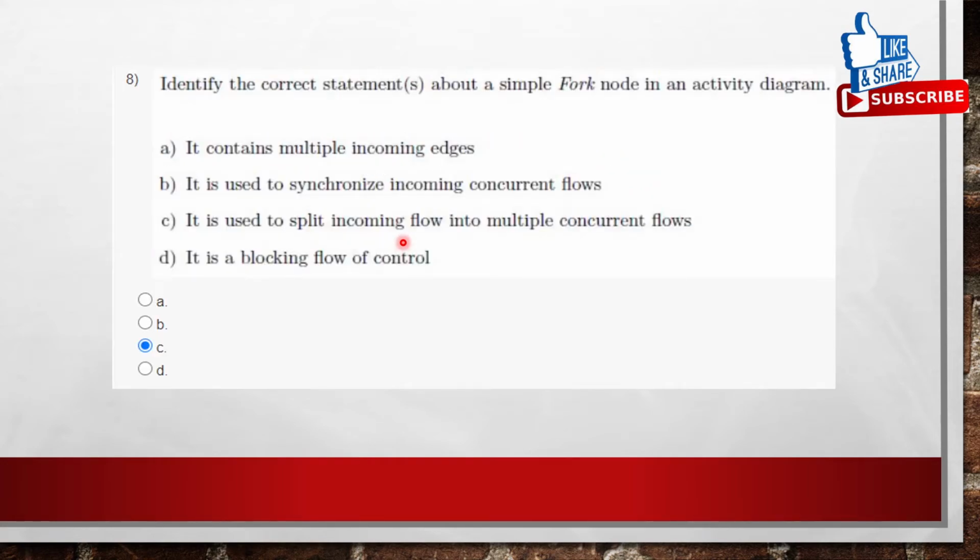Coming to the 8th question, identify the correct statements about a simple fork node in an activity diagram. It contains multiple incoming edges. A fork can't have multiple incoming edges. A fork divides the single activity into multiple outgoing edges. It is used to synchronize incoming concurrent flows. It is used to split an incoming flow into multiple concurrent flows. This is the correct answer. It is a blocking flow of control. So C is the correct answer.